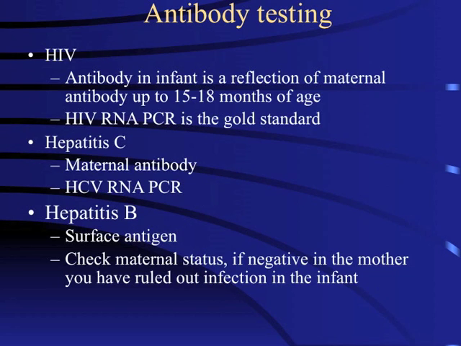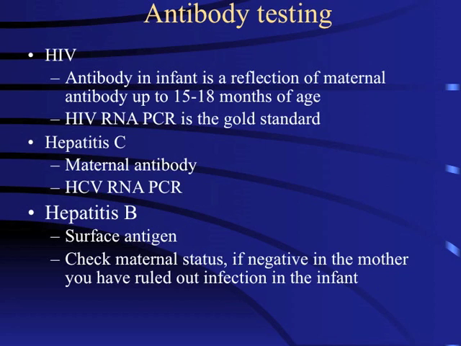With HIV, the antibody, as you know, is just a reflection of maternal antibody up to 15 to 18 months of age. So HIV DNA PCR is the gold standard, and we usually test at birth to see if there's any infection, and then at 2 and 6 weeks of age, and at 4 months of age. For hepatitis C, again, the IgG is a maternal antibody. So what do you need to do? The hepatitis C RNA PCR.